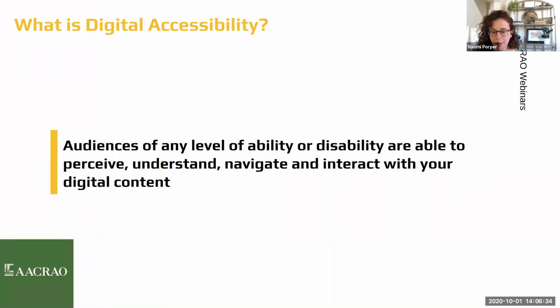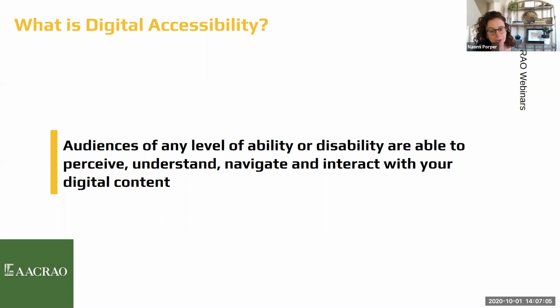So on the next slide, one of the definitions that we use when thinking about digital accessibility is looking at audiences of any level, of any ability level or disability, being able to perceive, understand, navigate, and interact with your digital content. So again, about that access piece, access for all, and keeping in mind a diversity of abilities. So considering auditory, cognitive, neurological, physical, speech, or visual abilities.